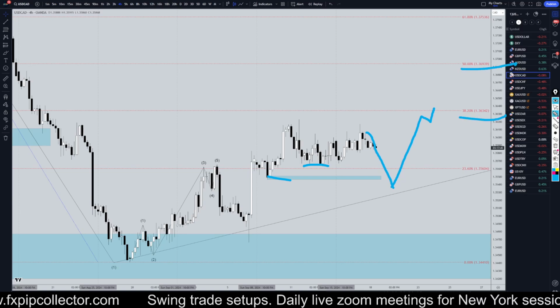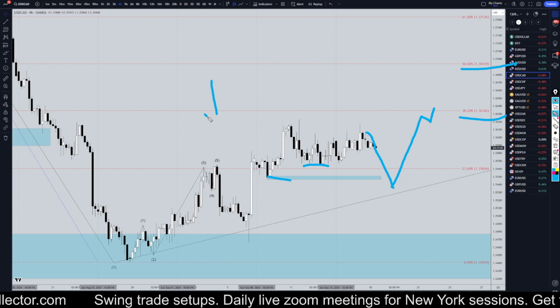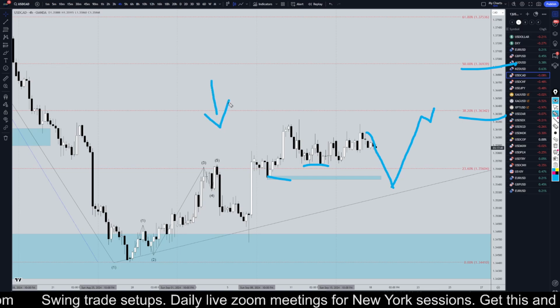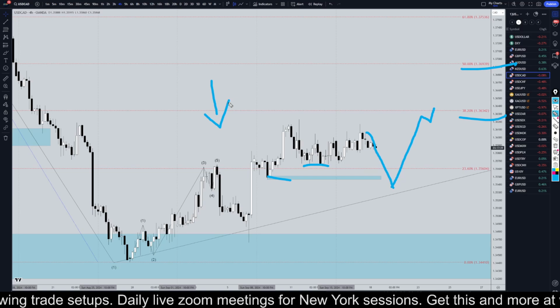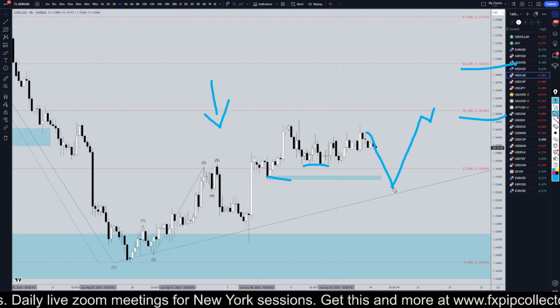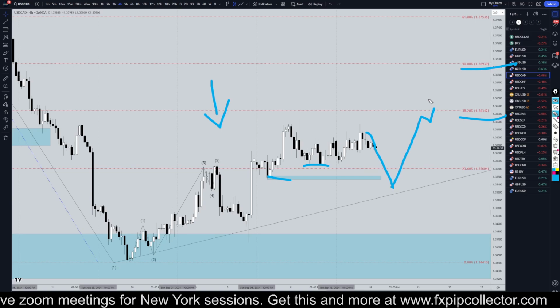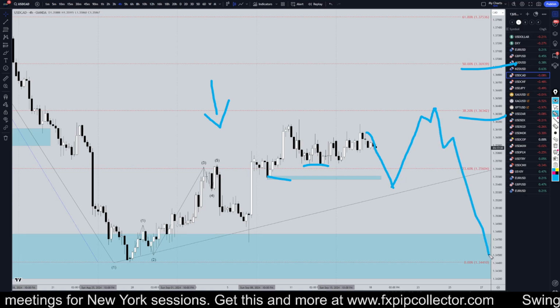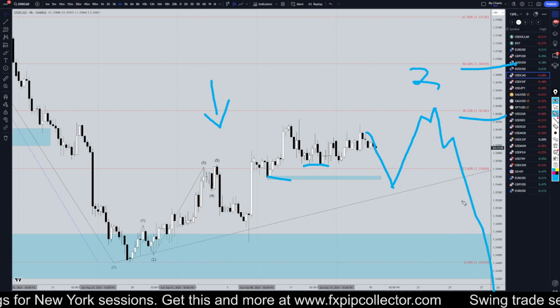I think pretty much the whole world is going to be expecting the dollar to go down because that's what interest rate cuts would tell you fundamentally. But because of that, I think that it's just going to be a bear trap and the dollar is actually going to make a push to the upside and eventually end this wave 2 and go down for that wave 3.